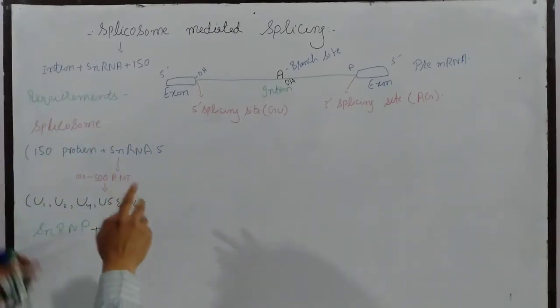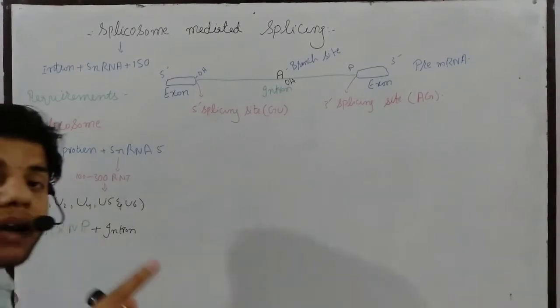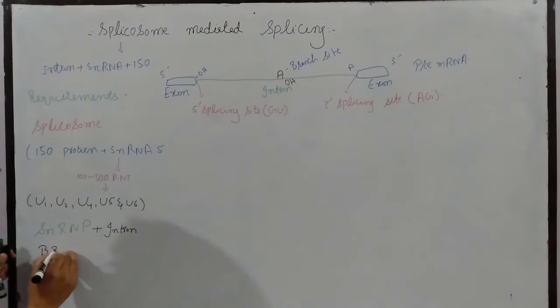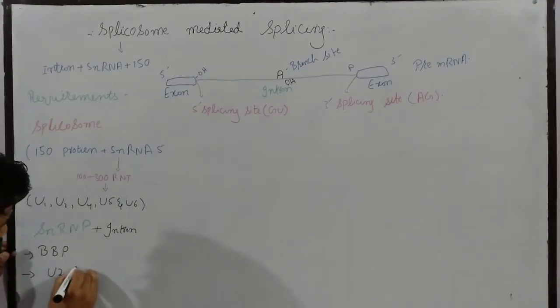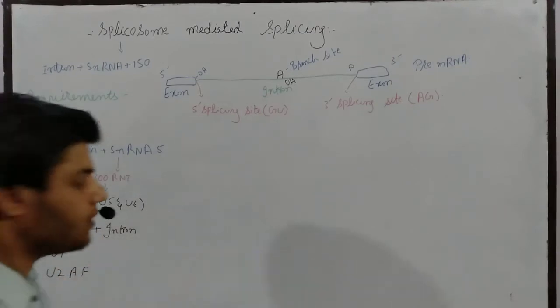One thing I forgot about the requirements: we have other things that are required. We call it the branch binding protein. Let me write. We also require the branch binding protein, and we also require the U2AF protein or factor. A stands for auxiliary and F stands for factor. So we need these two things as well. What are the functions of these things? We'll talk about that later. These are the two other requirements we need in spliceosome-mediated splicing.